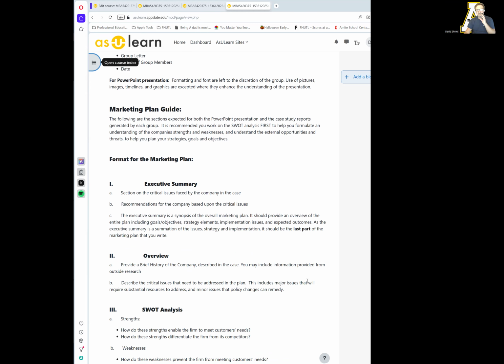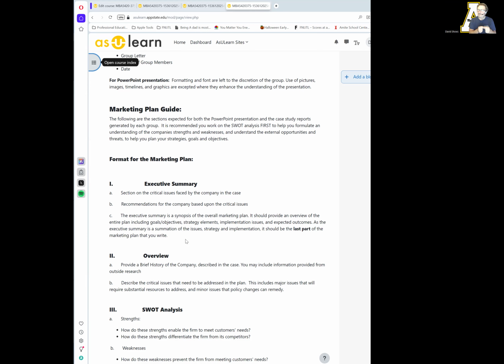First is the executive summary. The executive summary is a section on the critical issues faced by the company in the case, and the recommendations for the company based on those critical issues. The executive summary, by the way, is the first page of a marketing plan. For any of you who are involved in in-depth paperwork for your corporations, you know that most of the senior VPs will only read the front page. Well, that's what the executive summary is.